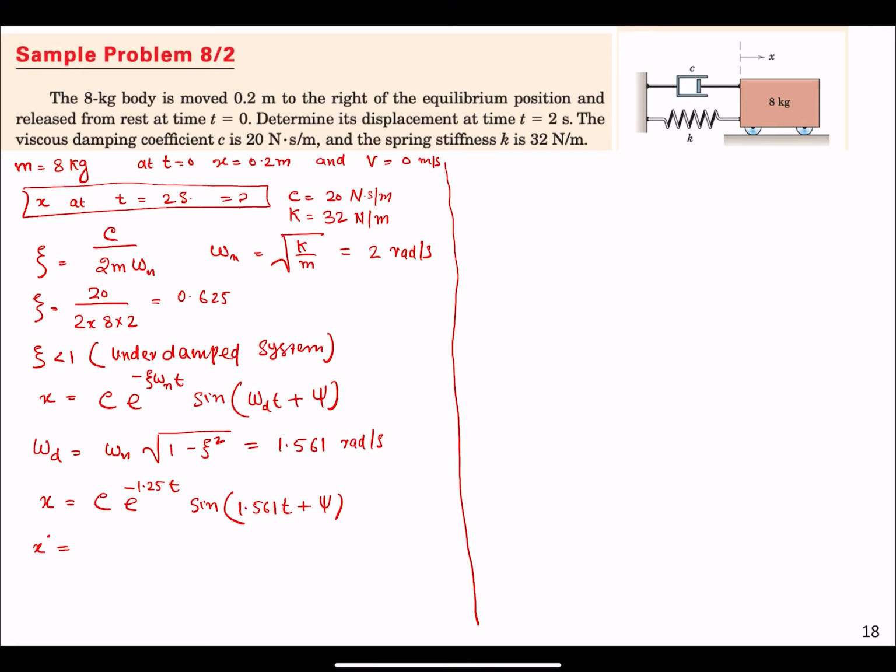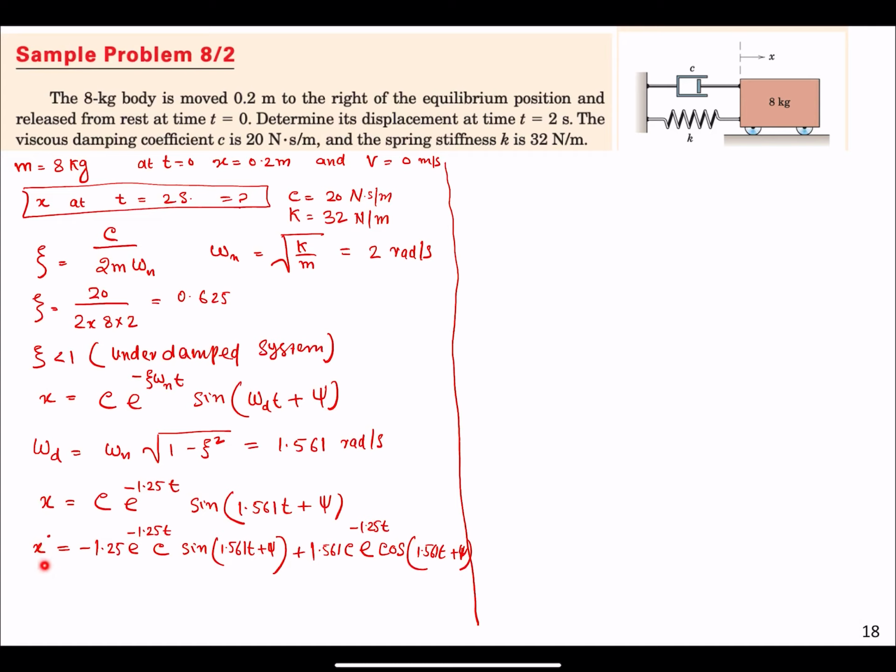So this will become minus 1.25 e power minus 1.25 t, and then C, and sine of 1.561 t plus psi, and then plus 1.561 C e power minus 1.25 t, and cos of 1.561 t plus psi. So we have the equations for displacement and velocity.